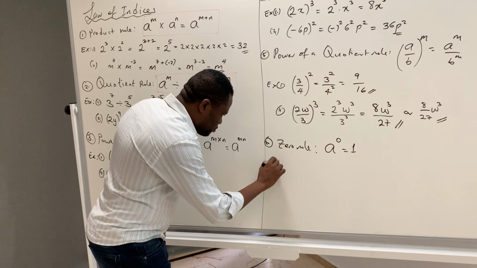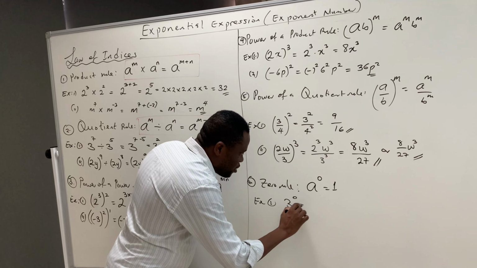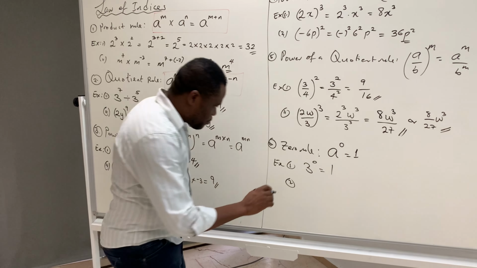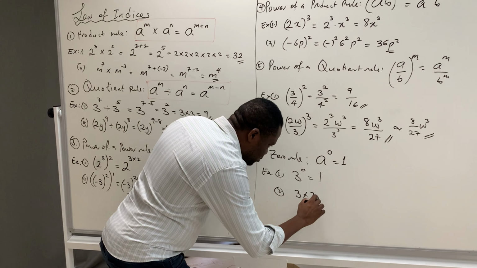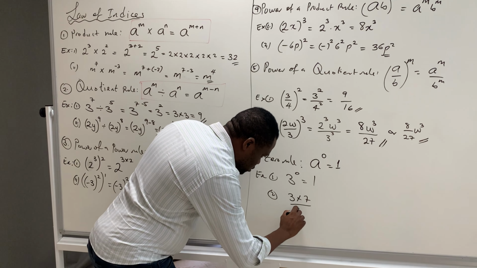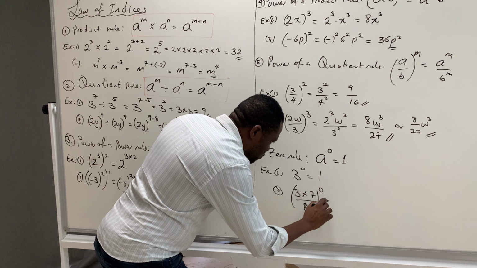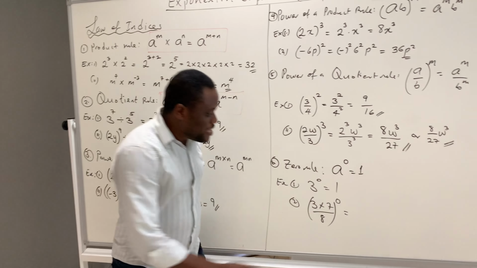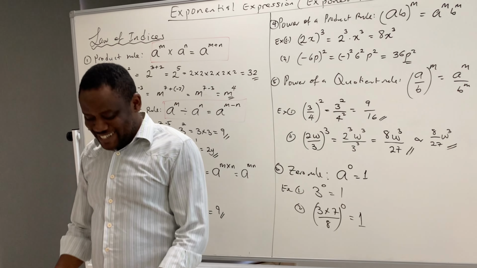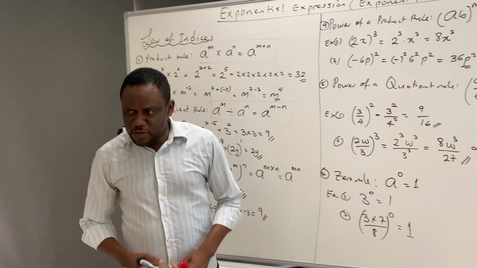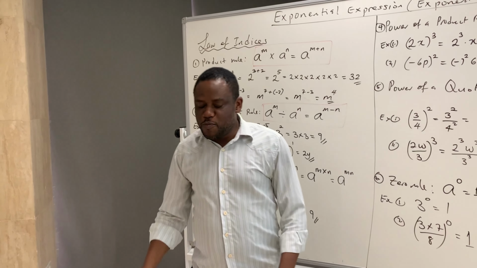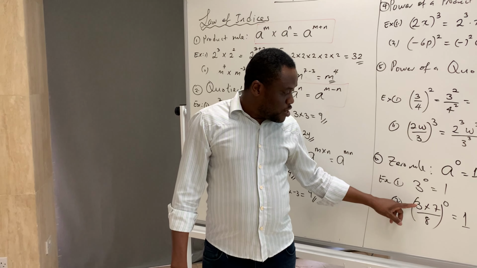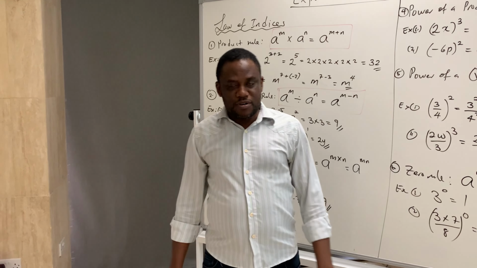Okay, example. 3 to the power of 0 is 1. Example 2: (3 times 7 divided by 8) to the power of 0. Since everything has power of 0, don't go downstairs to calculate anything inside because it is equal to 1. Some of you are busy, you have to follow the board work. You can work with this side first, no problem. 3 times 7 is 21. 21 divided by 8, everything to the power of 0 is 1.